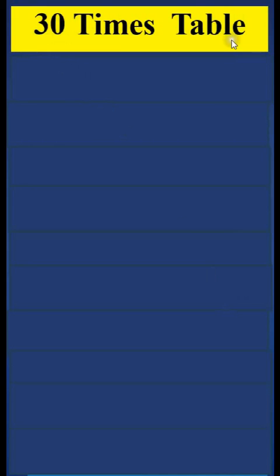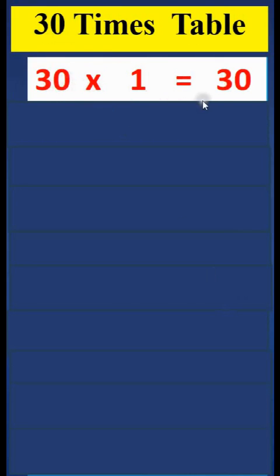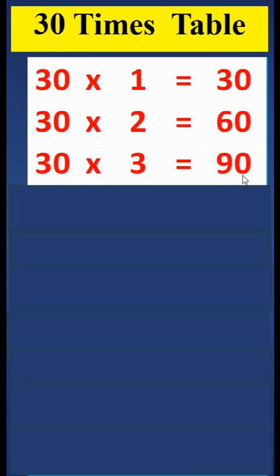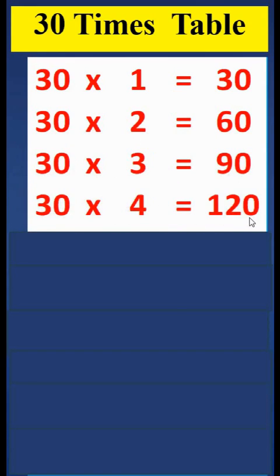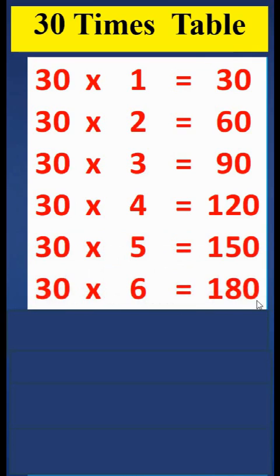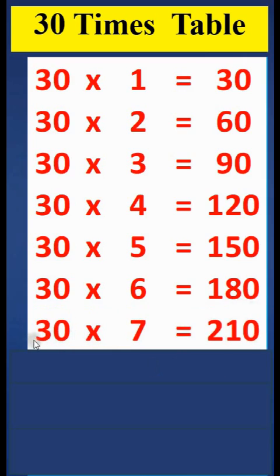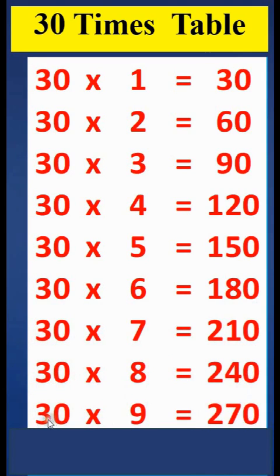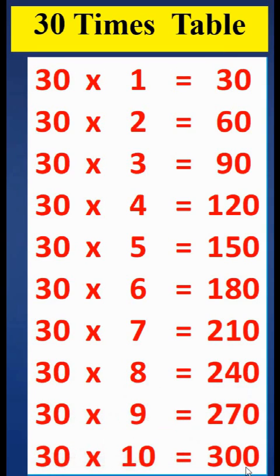30 times table. 30 times 1 is 30. 30 times 2 is 60. 30 times 3 is 90. 30 times 4 is 120. 30 times 5 is 150. 30 times 6 is 180. 30 times 7 is 210. 30 times 8 is 240. 30 times 9 is 270. 30 times 10 is 300.